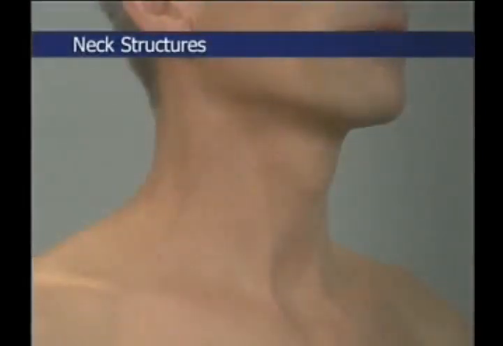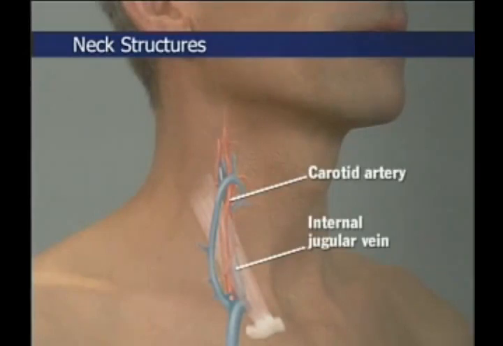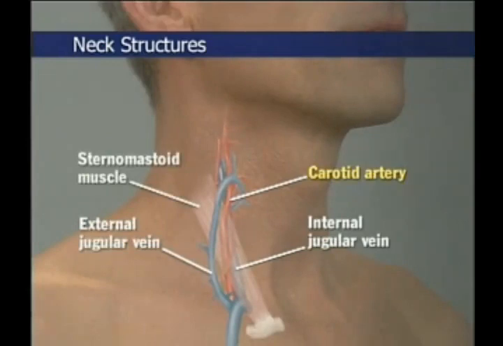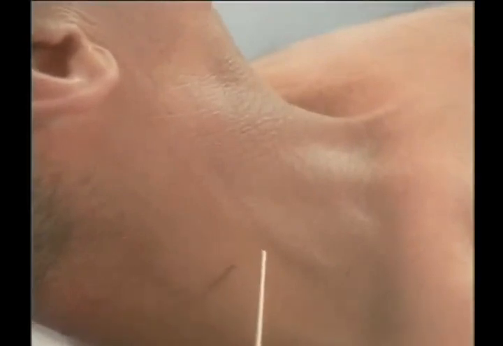Before beginning, let's review the three key cardiovascular structures in the neck: the carotid artery, the internal jugular vein, and the external jugular vein. The carotid artery is deep to the sternomastoid muscle. The internal jugular vein lies beneath the sternomastoid muscle, adjacent to the carotid artery. The internal jugular vein is not normally visible. The external jugular vein runs at an angle along the sternomastoid muscle toward the clavicle. The external jugular can be observed fairly easily.